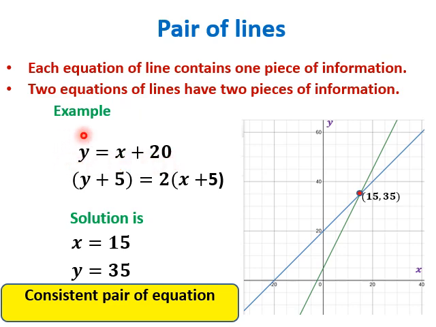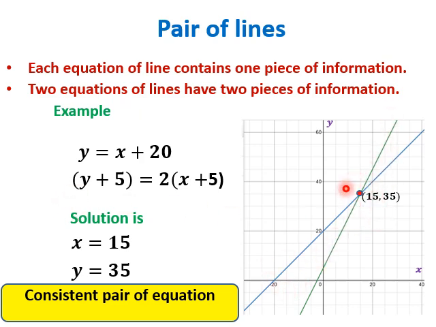So this particular equation has one piece of information. Let us assume we are given another piece of information: after 5 years, the age of the teacher will be 2 times the age of the student. So after 5 years, the age of the student will be x plus 5 and the age of the teacher will be y plus 5. So y plus 5 equal to 2 times x plus 5. So this has got another piece of information. Now we are plotting y equal to x plus 20 by this blue color line and the second equation by the green color line.